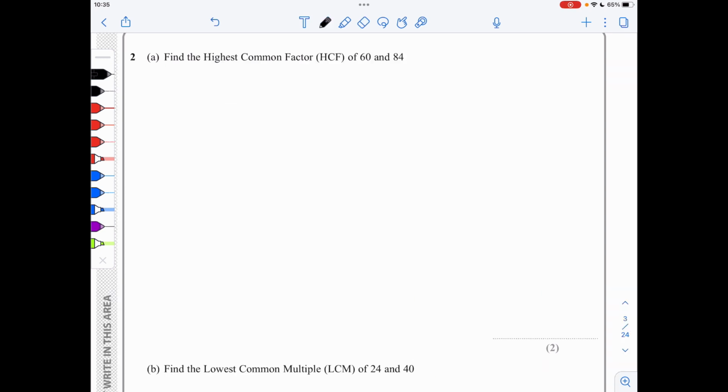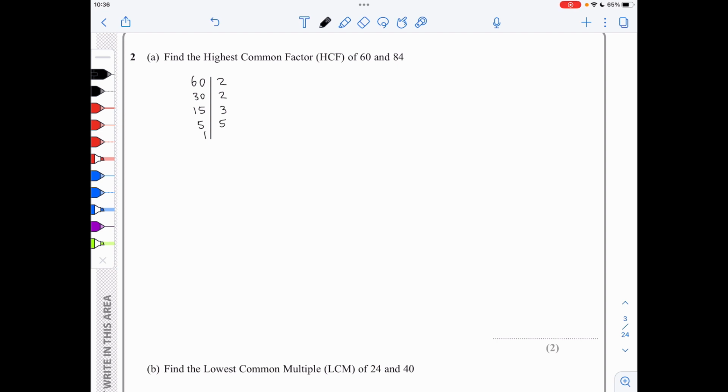In question 2, we need to find the highest common factor of 60 and 84. One way to do this is to start by decomposing 60 and 84 into prime numbers. So 60 divided by 2 is 30, 30 divided by 2 is 15, 15 divided by 3 is 5, and 5 divided by 5 is 1.